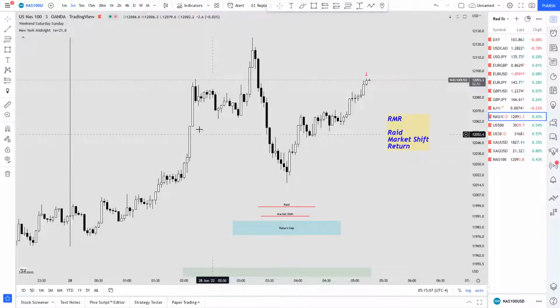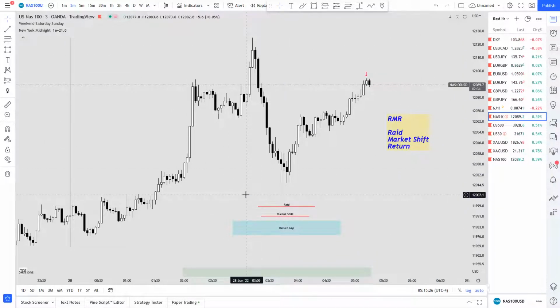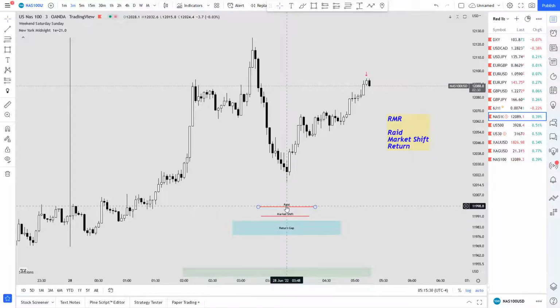It's the 28th of June, we're back on indices looking at the Nas 100 and we've managed to make a short position right at this level based on the RMR pattern, which is inspired by yours truly ICT. So we have a raid, market shift and then a return. Is there anywhere in this chart where you can find where the raid is? You can pause the video after I ask and try to find it, and then I'll reveal where it is.